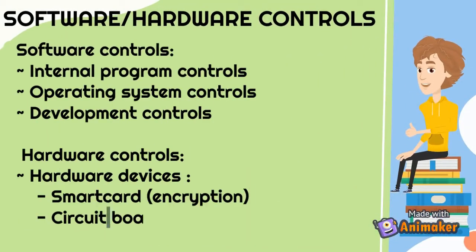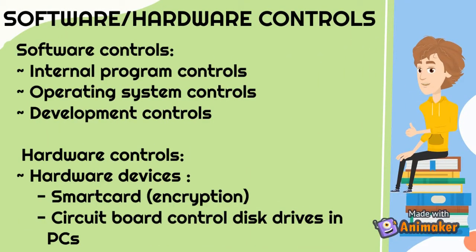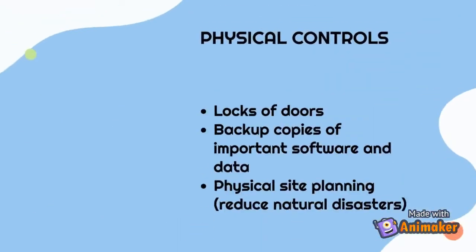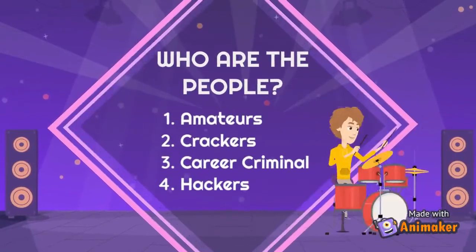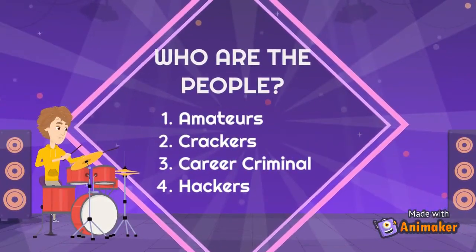Software or hardware controls. Software controls provide internal program controls, operating system controls, and development controls. Hardware controls provide hardware devices, which are smart cards and circuit board controls for disk drives in PCs. Physical controls such as locks on doors, backup copies of important software and data, and physical site planning can reduce the effects of natural disasters. The people are amateurs, crackers, career criminals, and hackers.